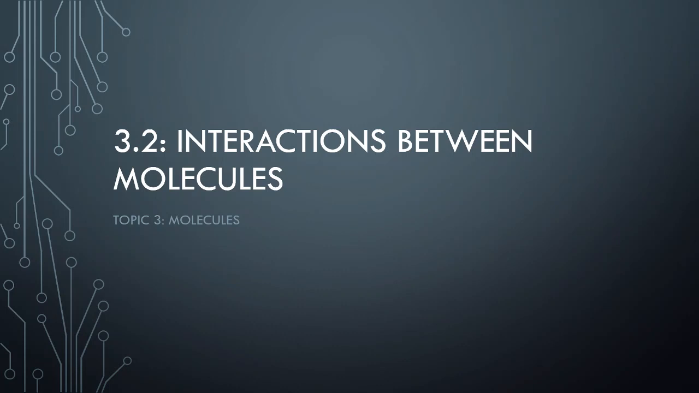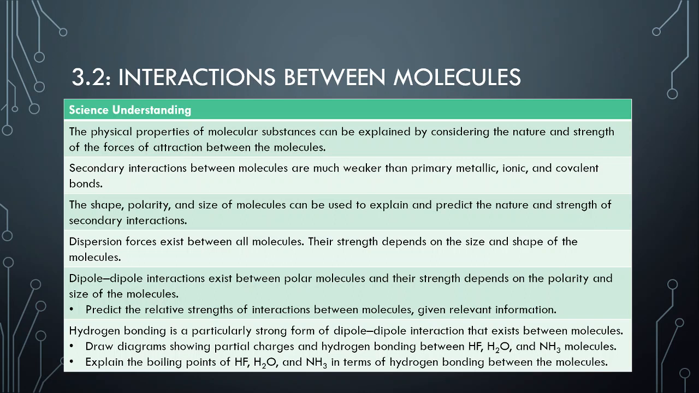Alright, welcome to video part 1 of topic 3.2, interactions between molecules. In this video, we'll be looking at the first few boxes there. Firstly, the physical properties of molecular substances can be explained by considering the nature and strength of the forces of attraction between the molecules. Secondly, secondary interactions between molecules are much weaker than primary metallic, ionic, and covalent bonds. And the third one there, the shape, polarity, and size of molecules can be used to explain and predict the nature and strength of secondary interactions. So let's look into that.